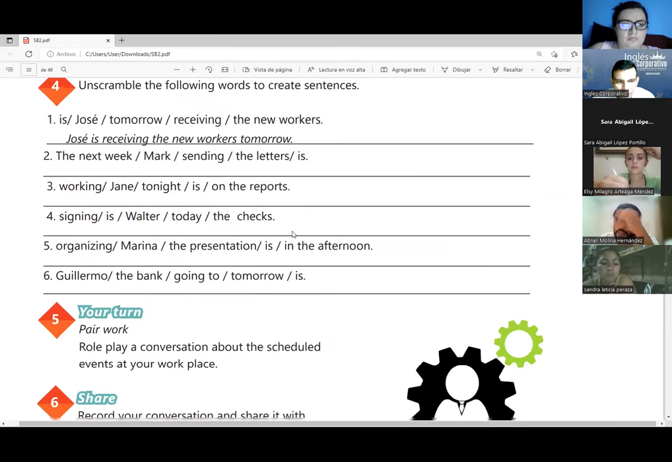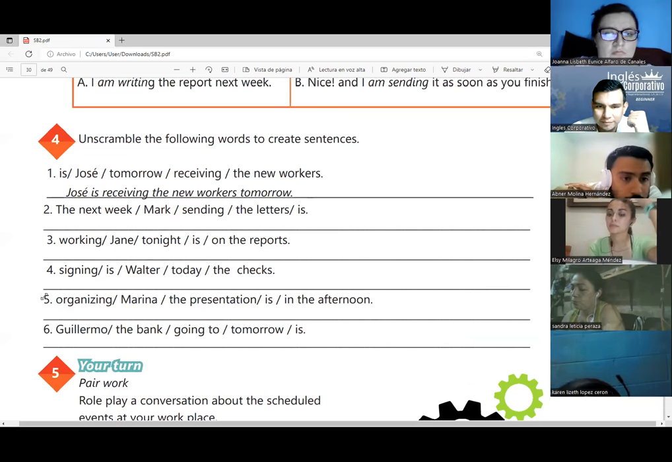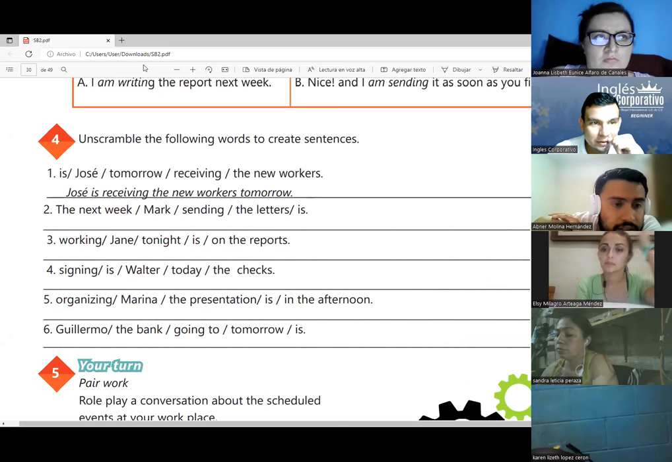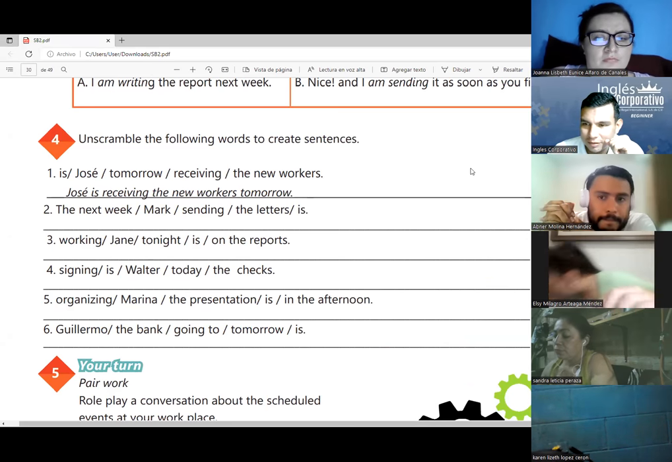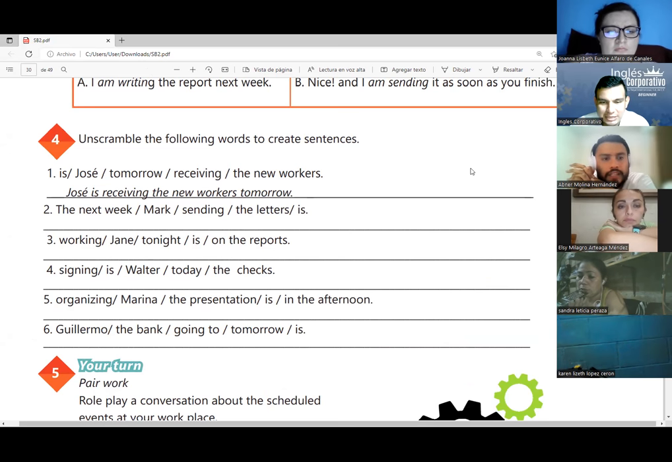¿Alguien recuerda cuál es el orden de estas oraciones? Por ejemplo, the next week Mark sending the letter is. ¿Cómo sería esta forma? Do you remember? Number two, the next week Mark is sending the letter. Excellent. Next week, Mark is sending the letter. Okay, number three.